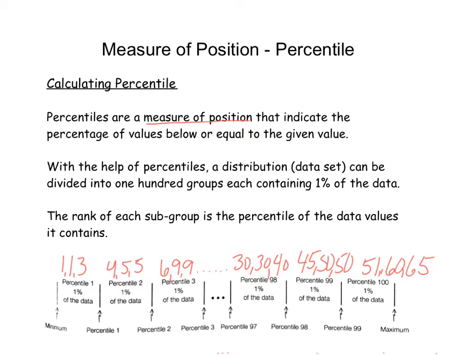For example, if we say that your grade is in the 75th percentile, that would mean that 75% of people's grades are below or equal to yours.